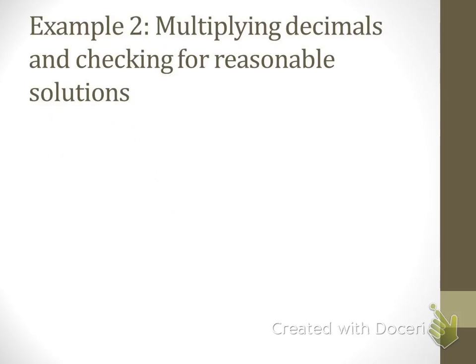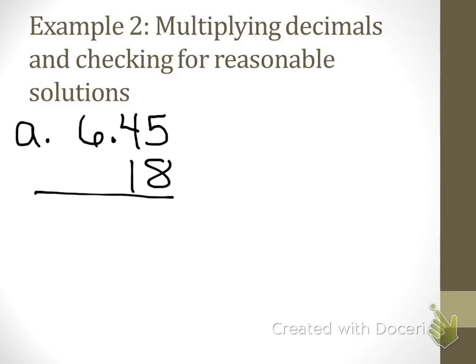Now in example 2, we're going to multiply these decimals and we're going to check for reasonable solutions. So we're combining those first 2 concepts that we just learned. In letter A, we have 6.45 times 18. So we're just going to multiply it out.